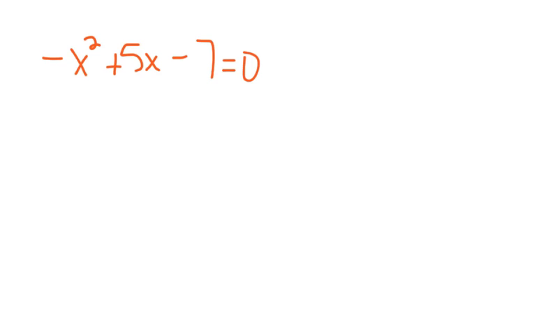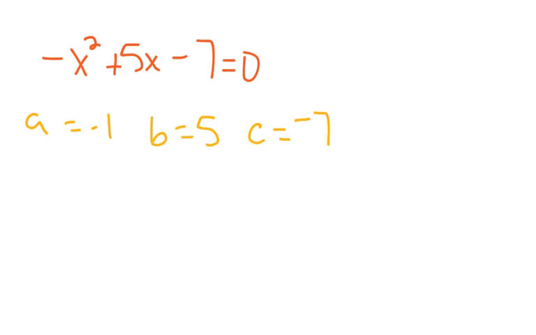Here's another quadratic, negative x squared plus 5x minus 7 equals 0. I was going to divide by a negative 1, but we don't have to. So everything's all on one side already, so we can set up our A, B, and C. A equals negative 1, B equals 5, C equals negative 7. Okay, so here's my a, b, and c. Let's plug this into our quadratic formula.